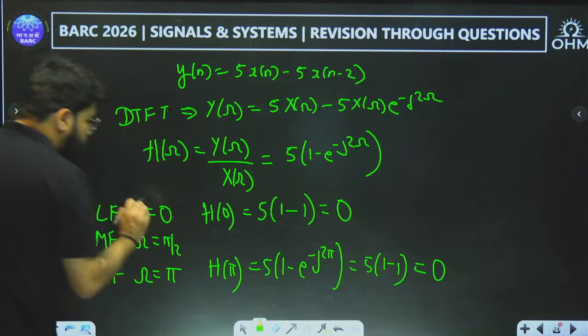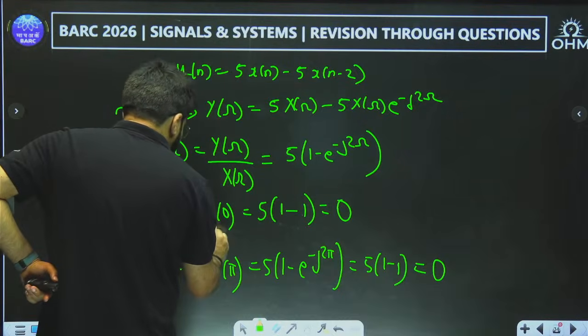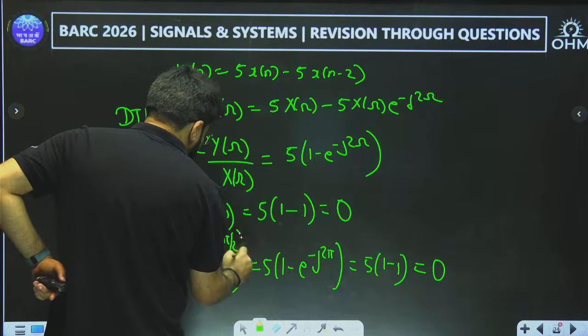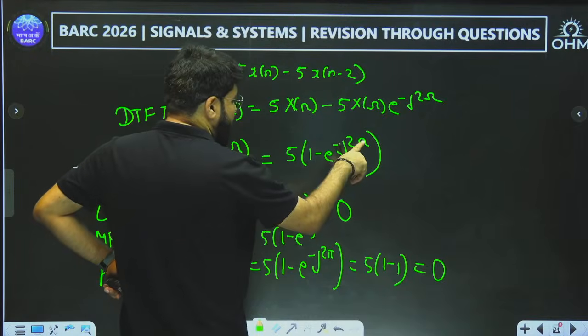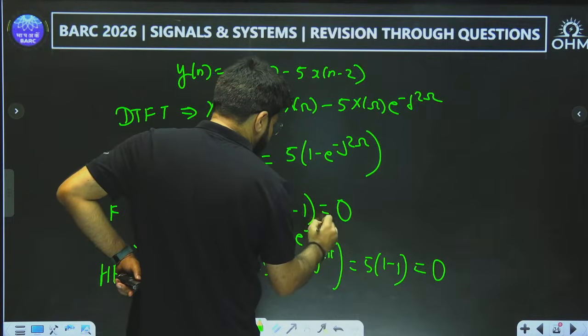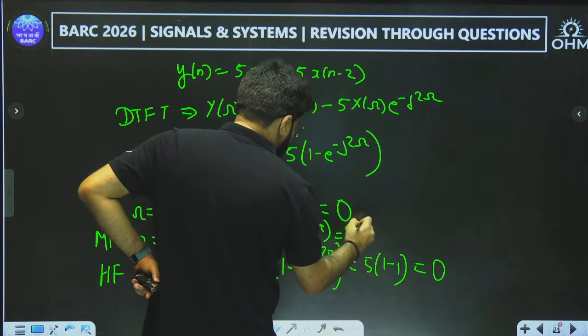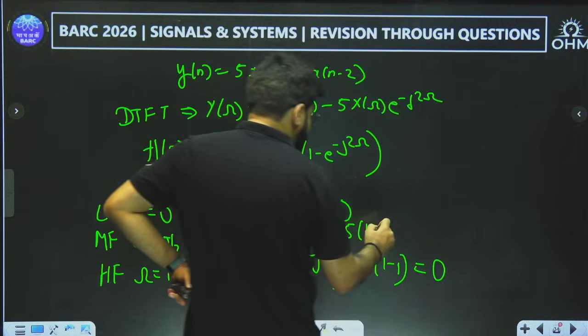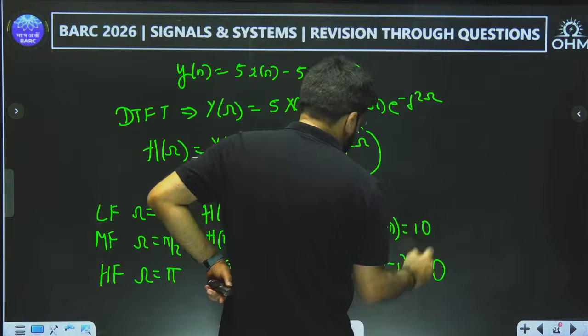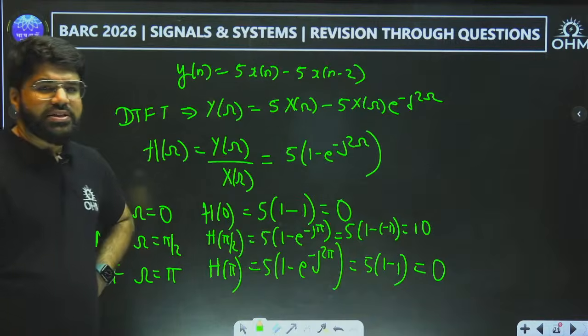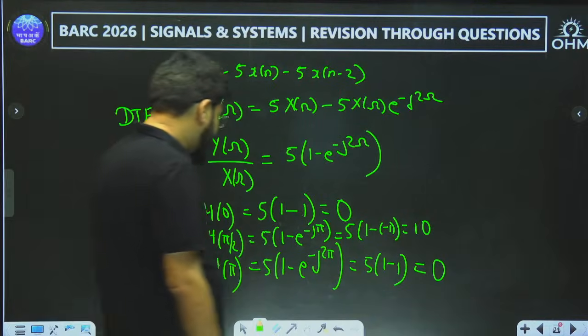Okay, then we take some mid frequency. Let's take the midpoint exactly. So when I try at the mid frequency, H(pi/2) will be how much? 5 times 1 minus e power minus j2 omega, where omega is pi by 2. The net exponent will be pi, and e power minus j pi is minus 1. So 1 plus 1 is 2, 5 into 2 is 10. It is passing some intermediate frequency. It has to be band pass.